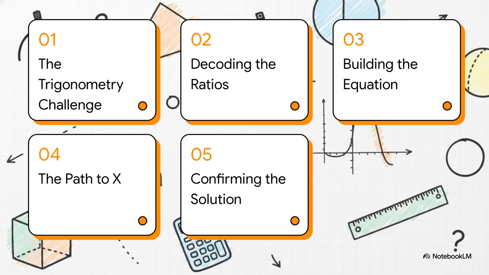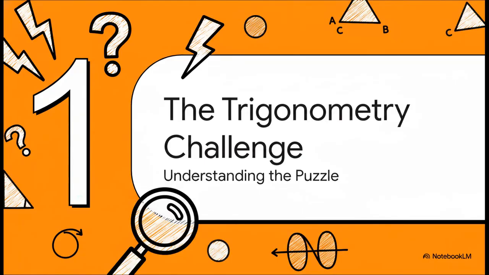Here's how we're going to break this down. We'll start by understanding the puzzle. Then we'll find our trig ratios, build an equation from there, solve for x, and finally check our work against the actual mark scheme to see how we did. Okay, section 1, the trigonometry challenge.